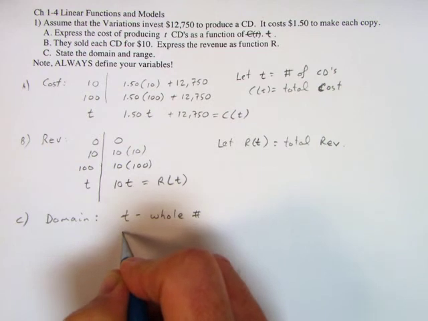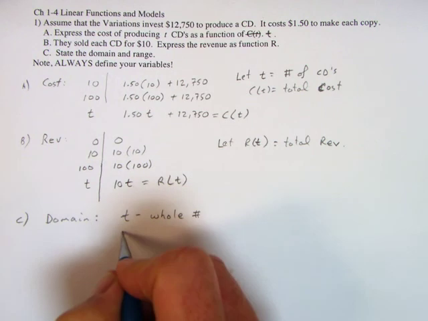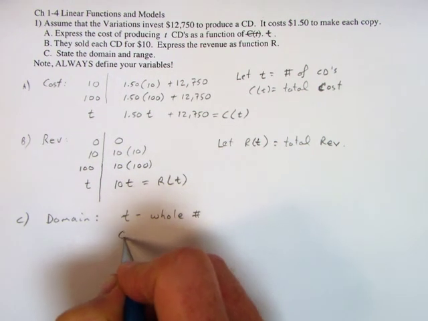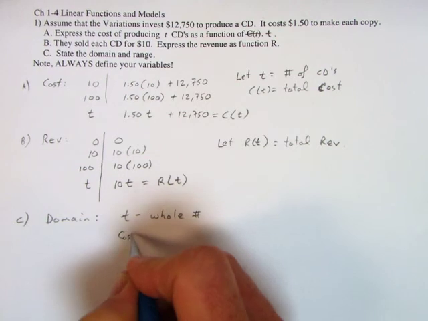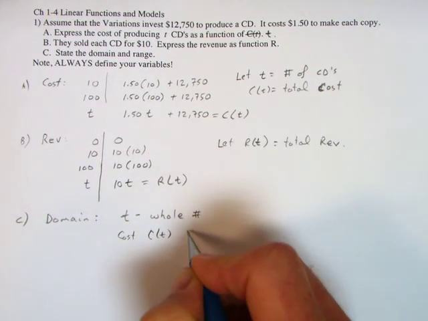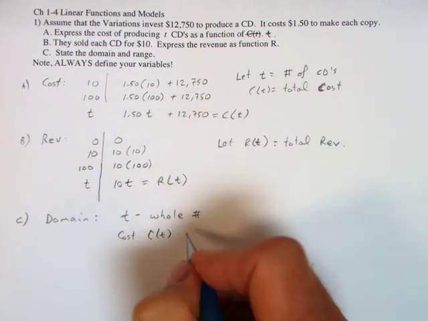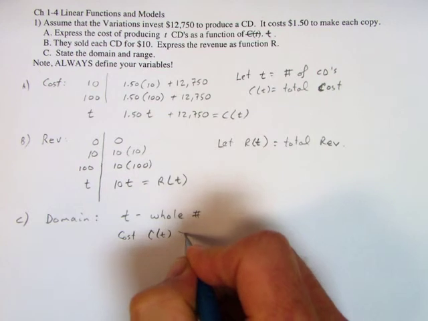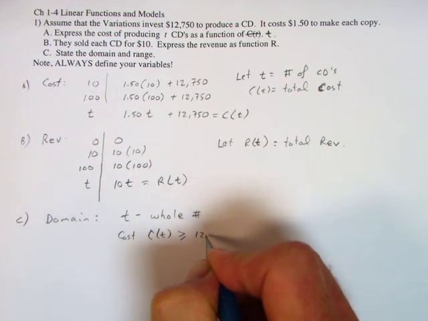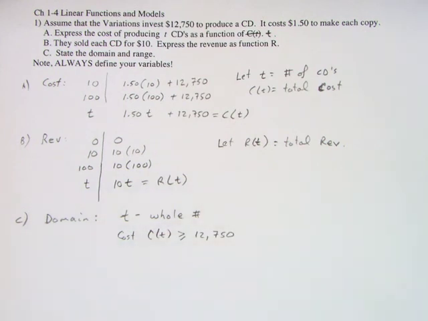And then, let's just look at the domain of the cost function for right now. The cost C of T, well, C of T, the minimum cost is going to be $12,750, and it can be greater than that. And there's a little more specifics we could get into, but for where we're at right now, this is enough.